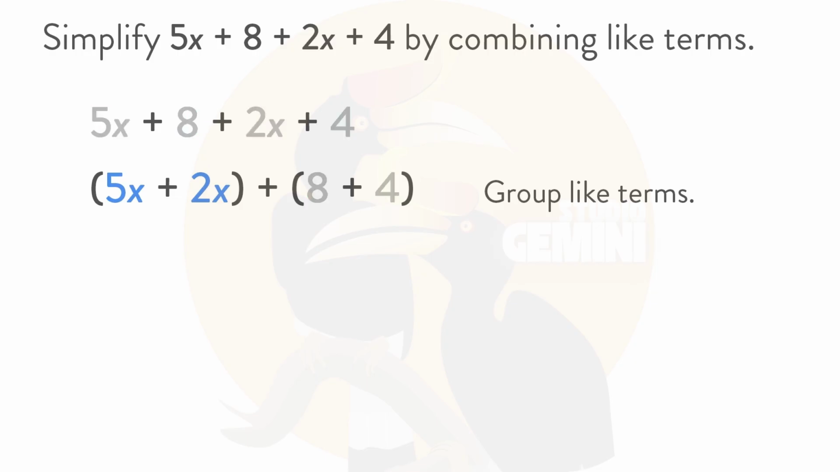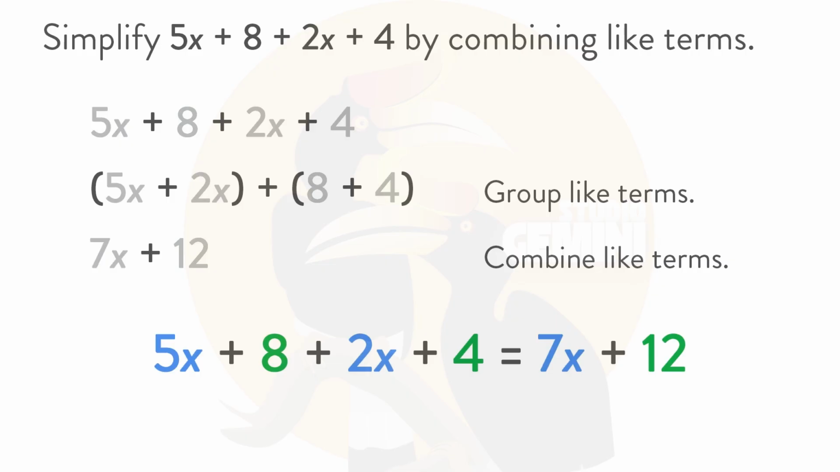To add terms with variables, we add their coefficients. A coefficient is a number directly in front of a variable that is multiplied by that variable. So to combine the like terms 5x and 2x, we add the coefficients 5 and 2 to get a new coefficient, 7. So 5x plus 2x equals 7x, and 8 plus 4 equals 12. So combining like terms gives us 7x plus 12. We can't simplify this any further because 7x and 12 are not like terms. So 5x plus 8 plus 2x plus 4 equals 7x plus 12.